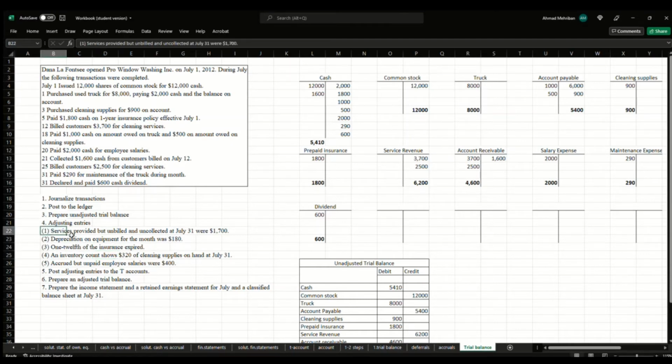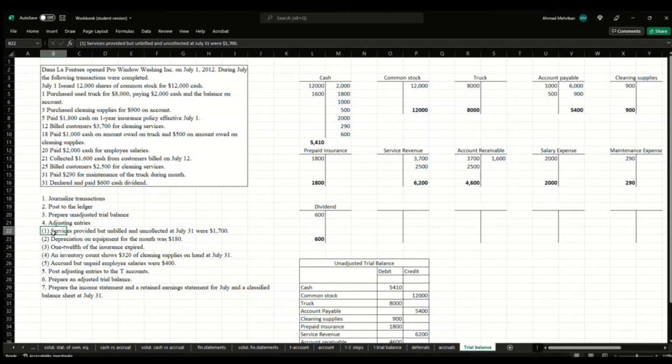So the first one says the services provided but unbilled and uncollected at July 31 were 1,700. So what it means is that when at the end of the month they looked at their books, they realized how much of the job they have done, and they understood that in July they have also finished and provided a certain amount of services, but they just didn't have time to bill and send it to the customer, and therefore because the job was finished in July, they need to make these adjusting entries.